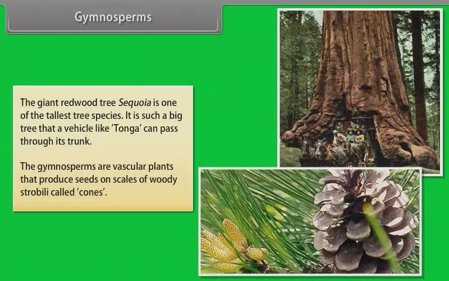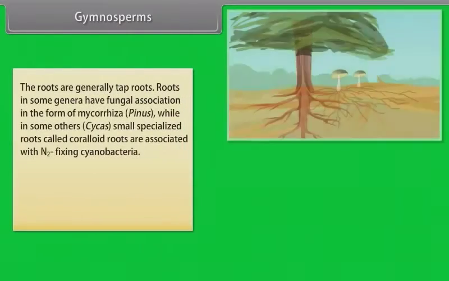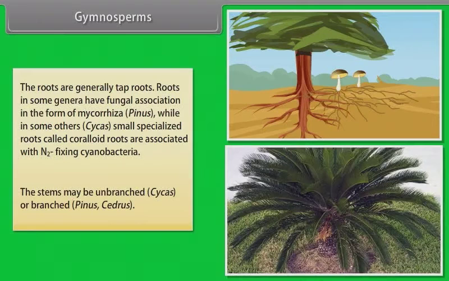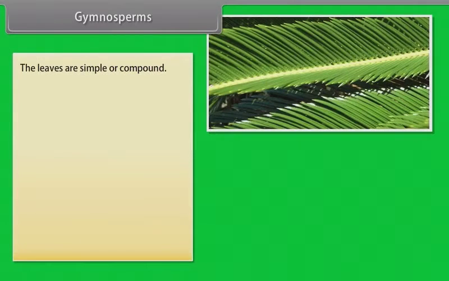The gymnosperms are vascular plants that produce seeds on scales of woody strobili called cones. The roots are generally taproots. Roots in some genera have a fungal association in the form of mycorrhiza, as in Pinus, while in some others, like Cycas, small specialized roots called coralloid roots are associated with N2-fixing cyanobacteria. The stems may be unbranched, as in Cycas, or branched, as in Pinus and Cedrus. The leaves are simple or compound. In Cycas, the pinnate leaves persist for a few years.